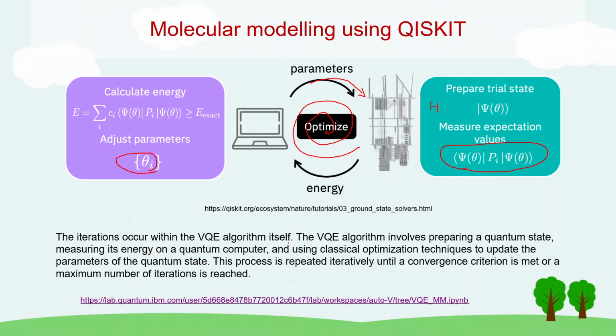Okay, in a nutshell, the iterations occur within the VQE algorithm itself. So why I made the statement is you have to call it only once, you don't have to do the iteration. The iterative steps are built into the VQE algorithm, so that makes life easy for us, right? The VQE algorithm involves preparing a quantum state, measuring its energy on a quantum computer, using classical optimization techniques to update the parameters, and then you continue the iteration. The process is repeated iteratively until a convergence criterion is met or a maximum number of iterations is reached. We can define how many iterations we want to do.